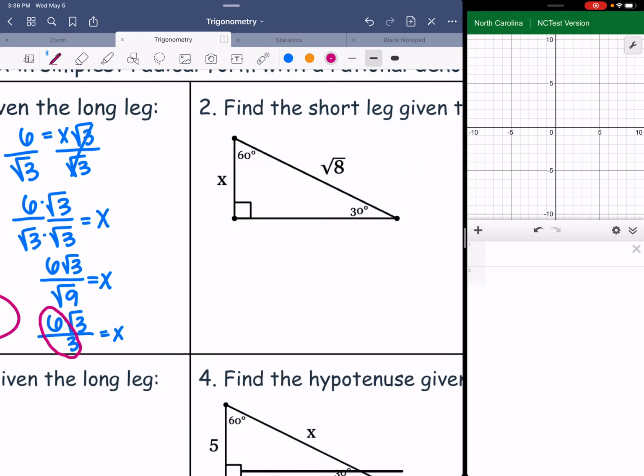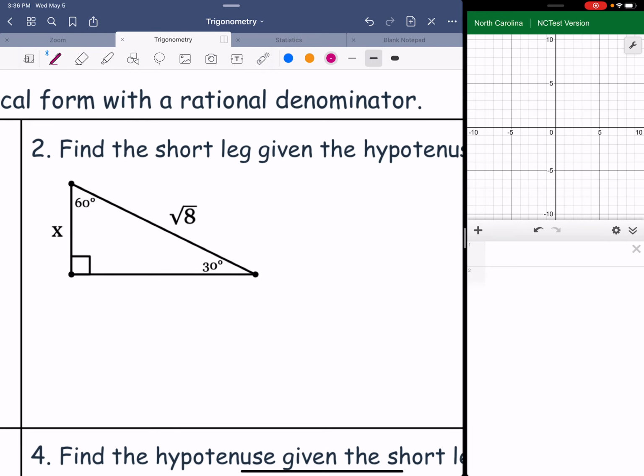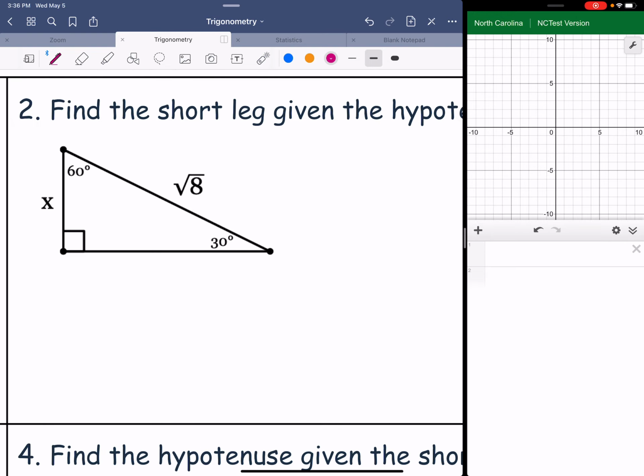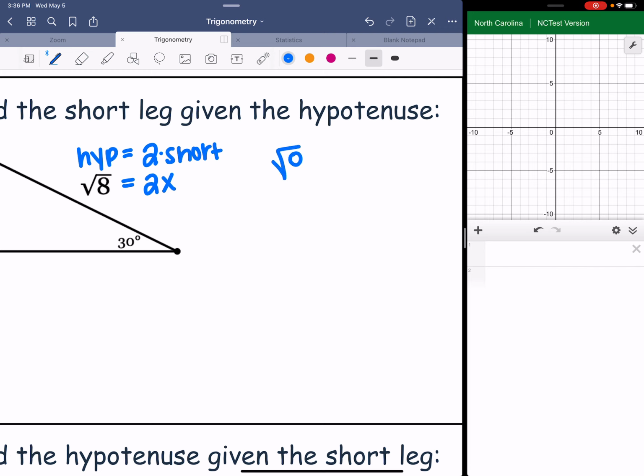All right, now let's try another one. This one we're trying to find the short leg if we are given the hypotenuse. The hypotenuse is always 2 times the short leg. This time the short leg is x, so we know the square root of 8 is going to be 2 times x. This one's going to be really easy because we aren't dividing by a radical. So to get x by itself, I just need to divide by 2. So that gives me the square root of 8 over 2 equals x.